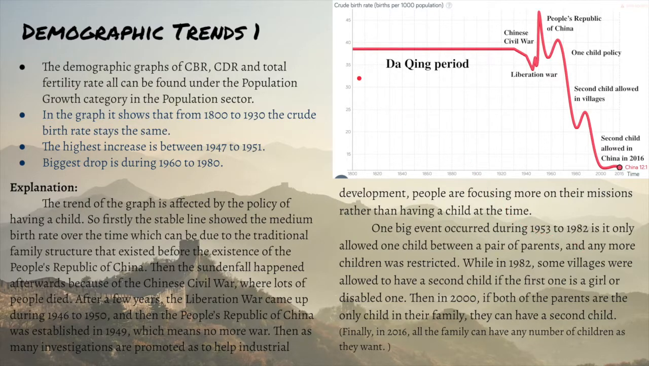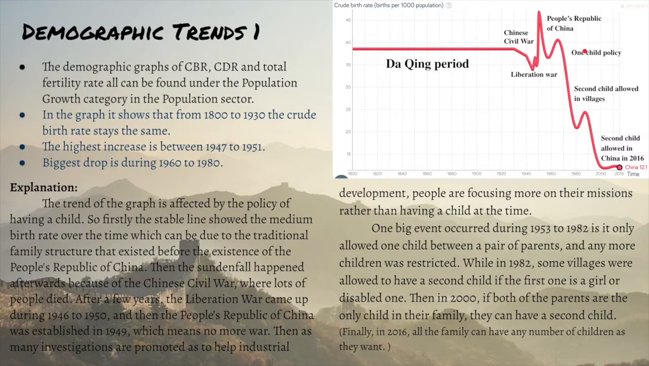Firstly, the stable line shows the median birth rate over time, which can be due to the traditional family structure that existed before the People's Republic of China, during the Qing period. Then the sudden fall happened afterward because of the Chinese Civil War, where lots of people died. After a few years, the Liberation War came up during 1946 to 1950, and then the People's Republic of China was established in 1949, which means no more war.